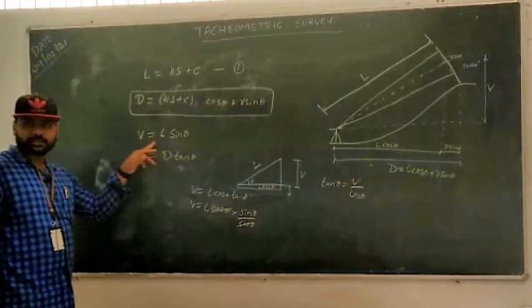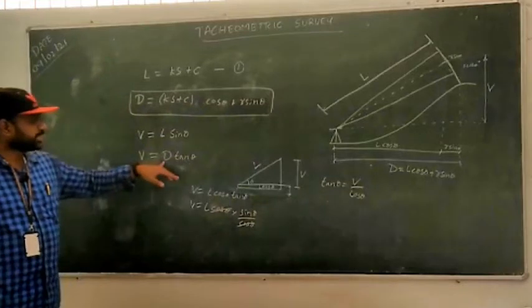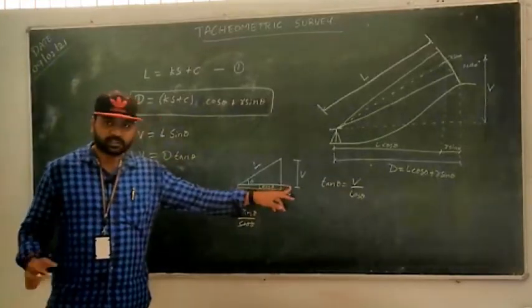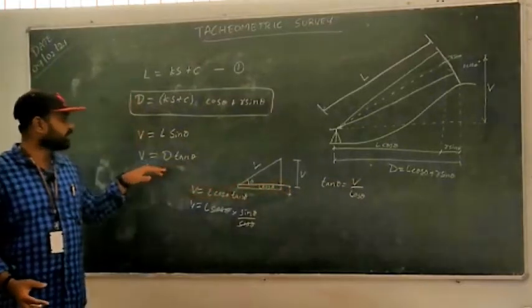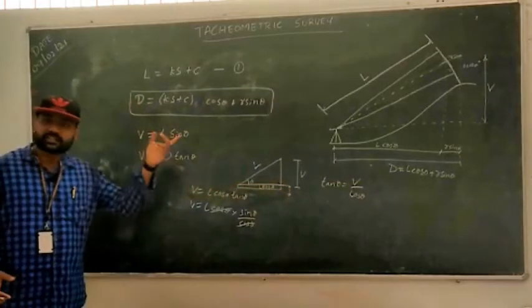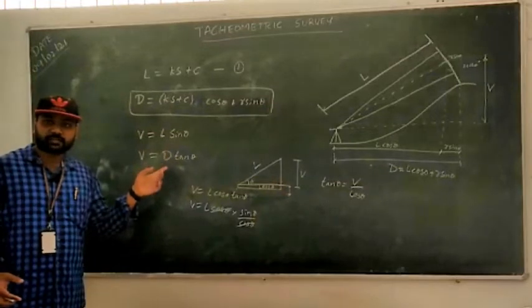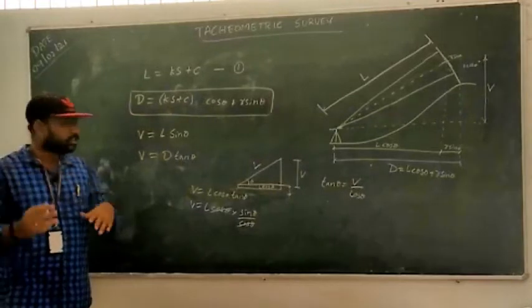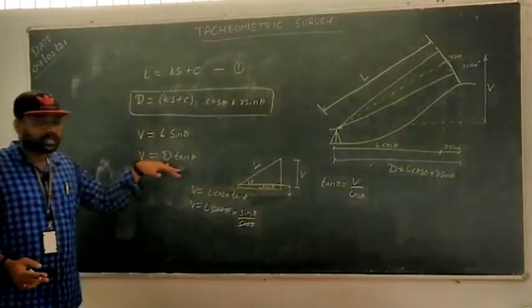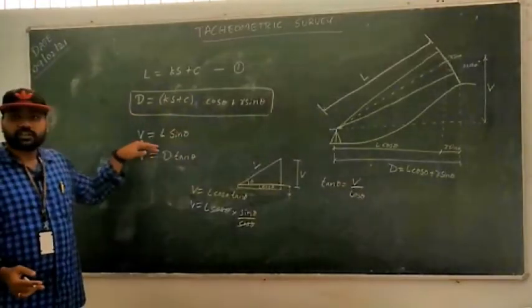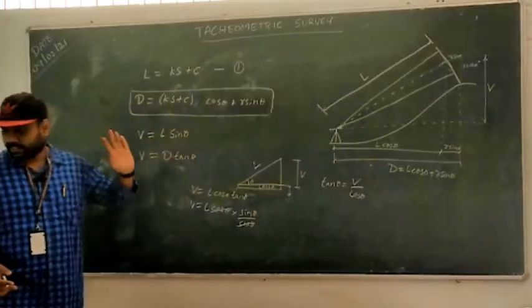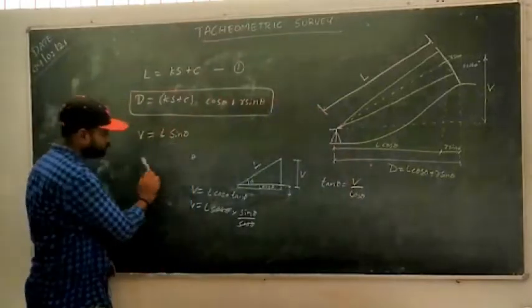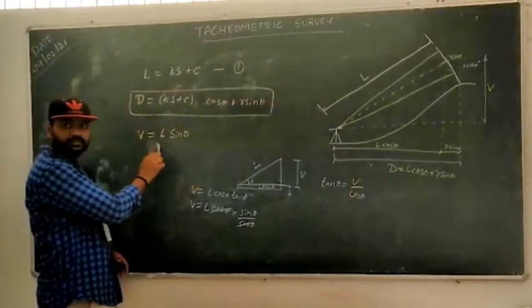Understood this concept? So why are we not getting this directly, putting this D into tan theta? Because our D is extending somewhat more, right? So that is why we are not applying V is equal to D tan theta. In the previous one, we applied D tan theta because the line of sight and the leveling staff were vertical. But in this case, we are going to apply V is equal to L sin theta. So understood now this one.